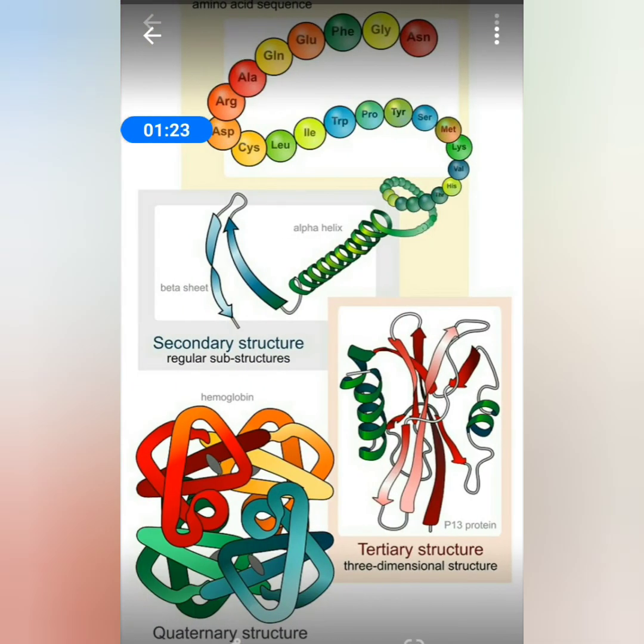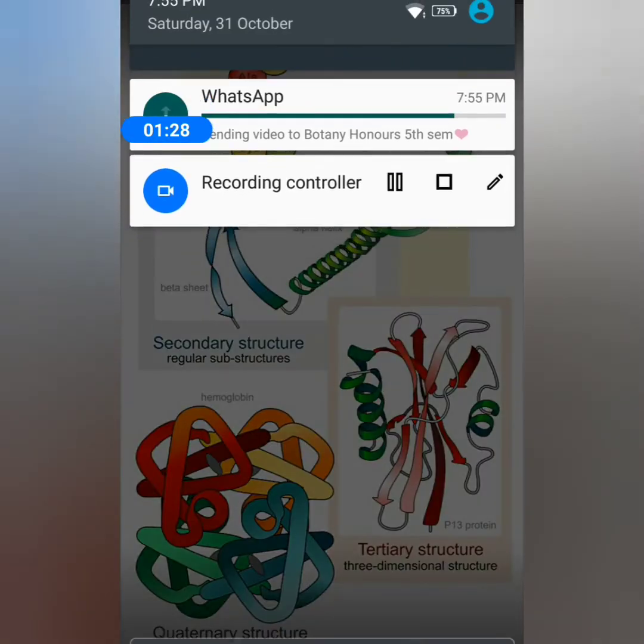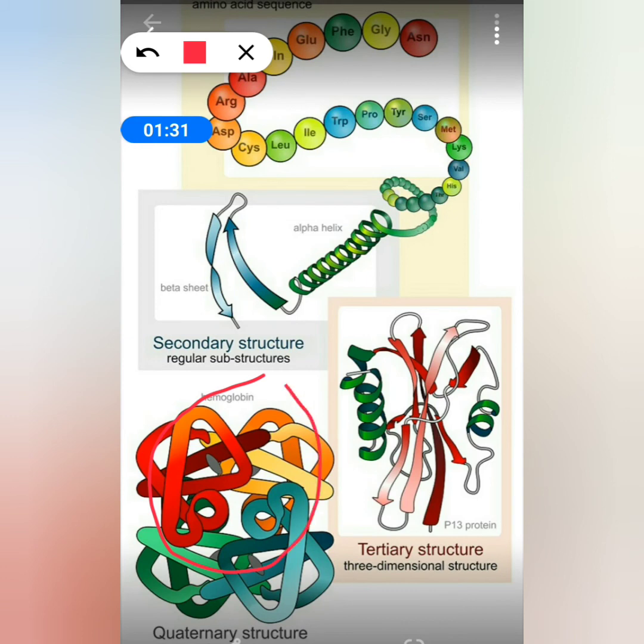In this case, you can see, for example, the structure of hemoglobin. You can see this figure here. Now here you can see four different chains, one in red color, one in orange, one in green, and one in blue color. So there are four polypeptide chains, whereas in tertiary structure we have a single polypeptide in which many secondary structures fold together. So this is the last level of protein structure.